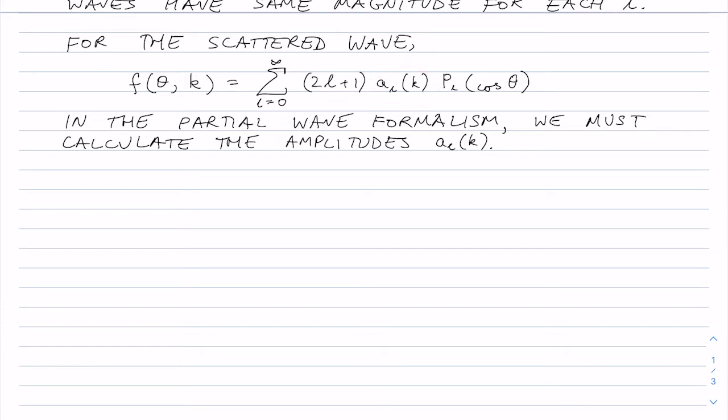And so the question is, why would we do this? It seems like having an infinite set of functions of one variable is worse than having a function of two variables. But remember, I said that at low energies, only the first few ALk are going to be significantly different from zero. And so what we'll be able to do is truncate this sum. Let's see how this will work.